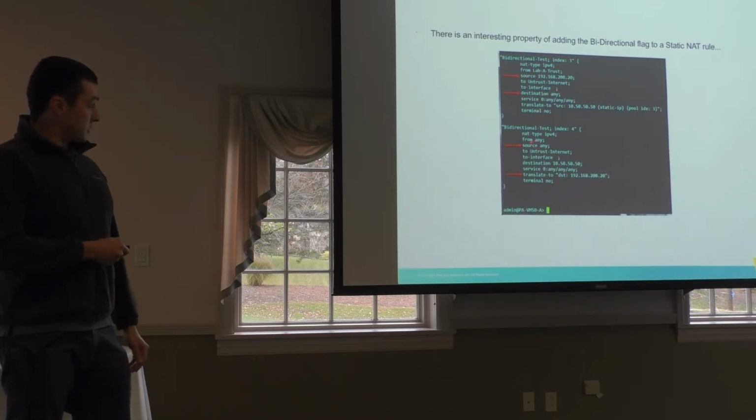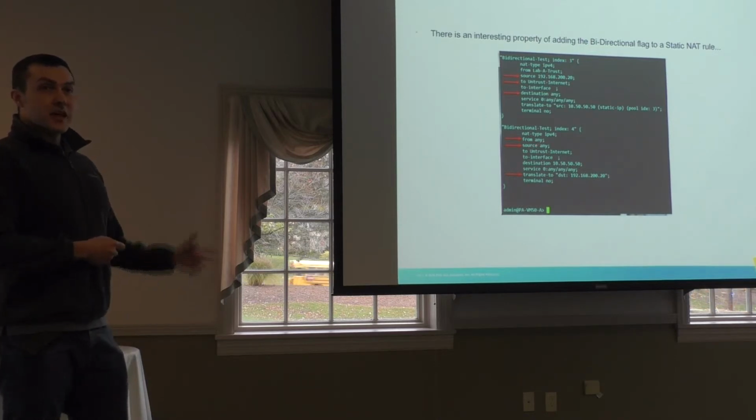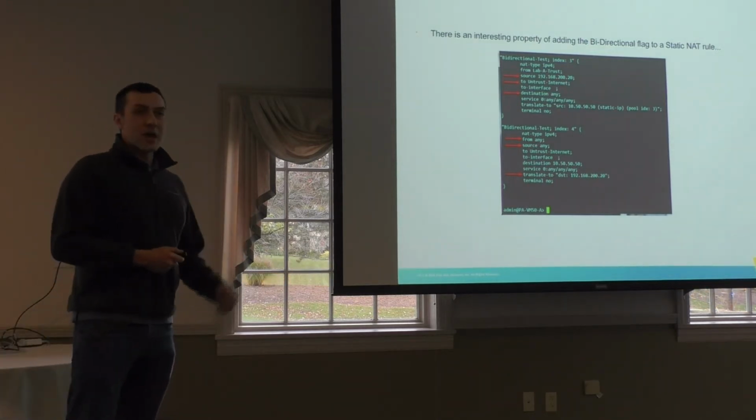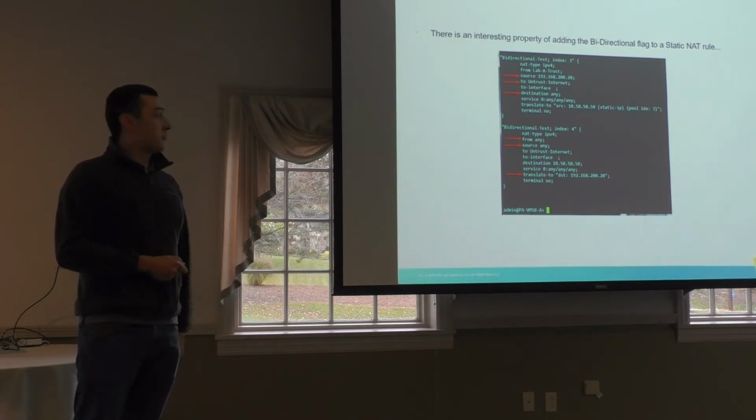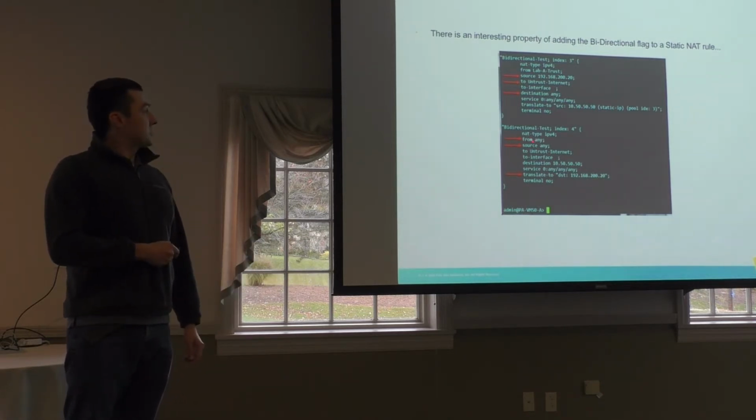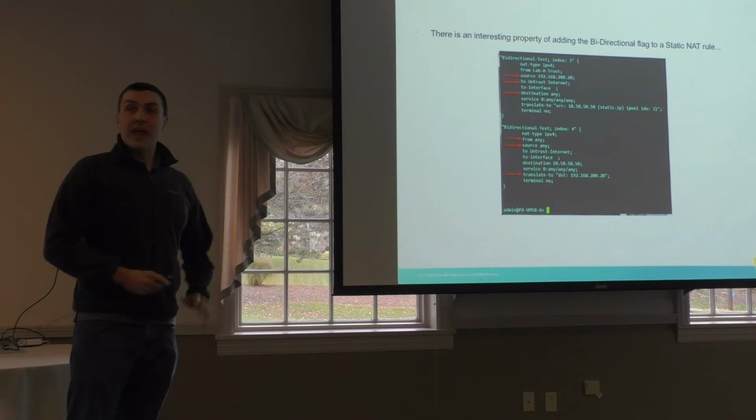If this is going from trust to the internet, anywhere on the internet, I don't really care. So the source could be any, to untrust internet. Now, what do you notice there? The zone is any. So that inverse NAT rule that automatically gets created by enabling that bidirectional flag replaces the source zone on that return NAT rule with any.